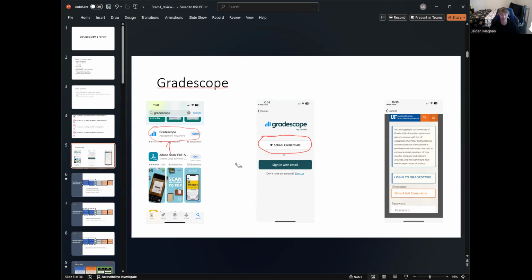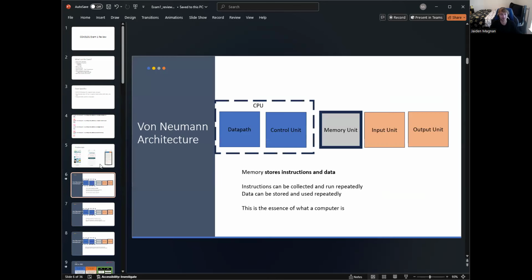It's also bad when you're done taking the exam and you have to go to the front of the room and everyone is waiting for you to download Gradescope on your phone and the Wi-Fi is really slow. So download it beforehand. But that's everything on the logistics of the exam. Are there any questions on that?